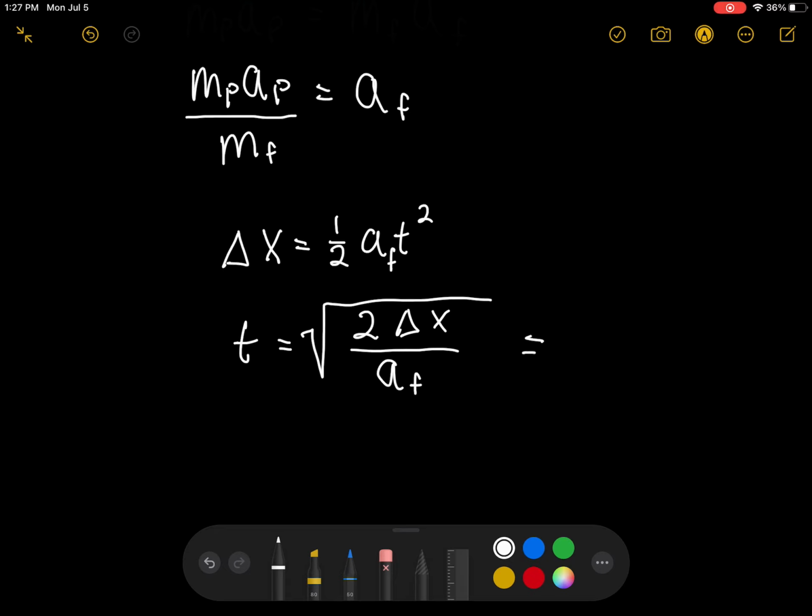And once we plug everything in, we are going to get 17.9 seconds. It's going to take the football player quite a bit to get to the perimeter, but hey, at least they're not stuck anymore.